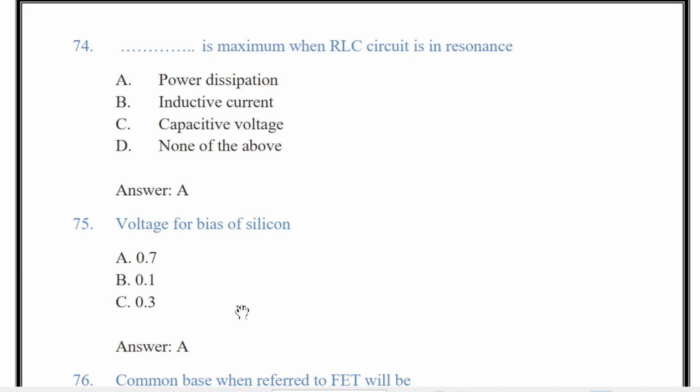Now we come to question number 74. Dash is maximum when an RLC circuit is in resonance. There are 4 options. The correct answer is A, power dissipation.